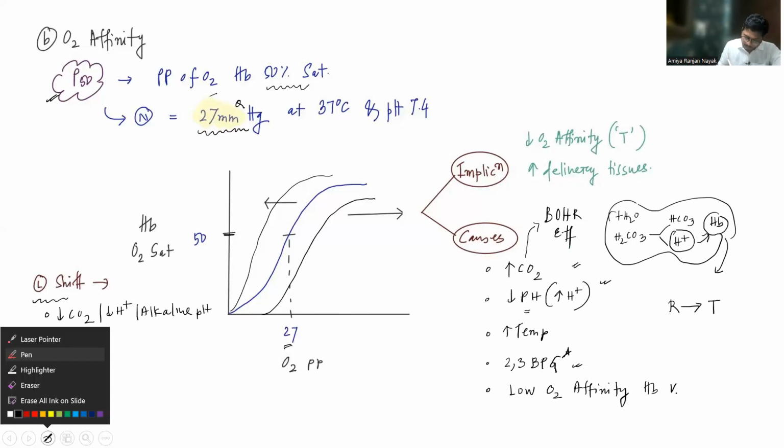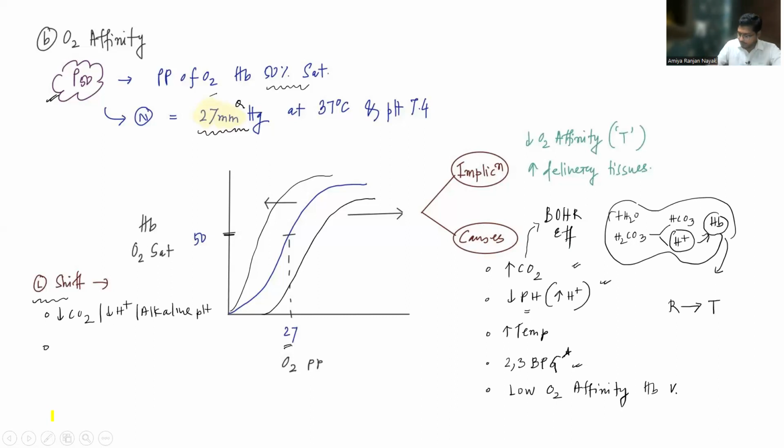This is what happens at the tissue level. At the tissue level, when the tissues produce carbon dioxide, this carbon dioxide will go into the RBCs and cause release of oxygen from the hemoglobins. This is what happens at the tissue level, and this is known as the Bohr effect.